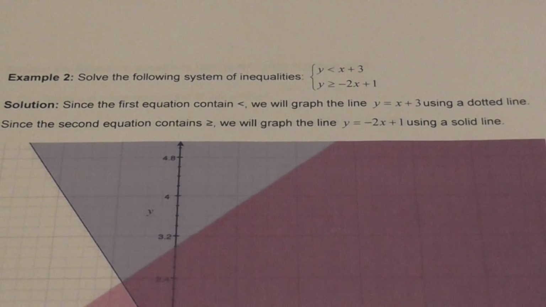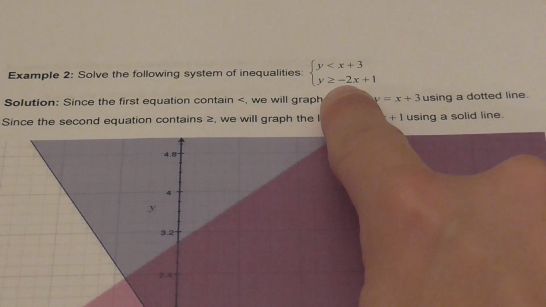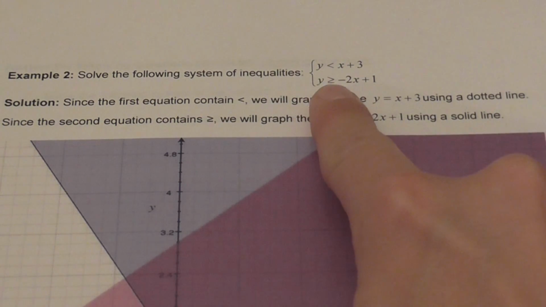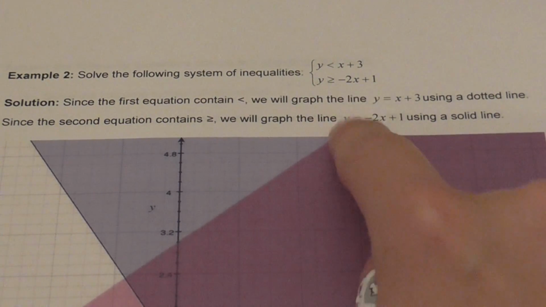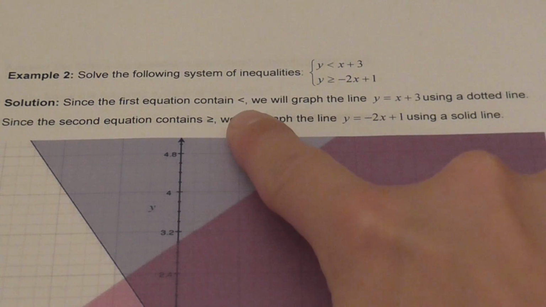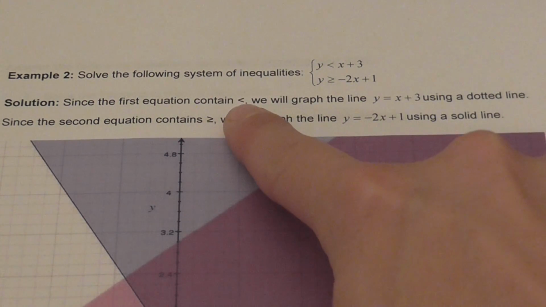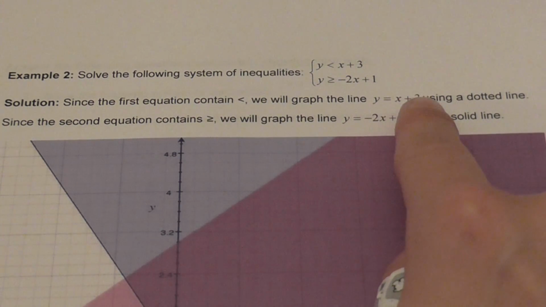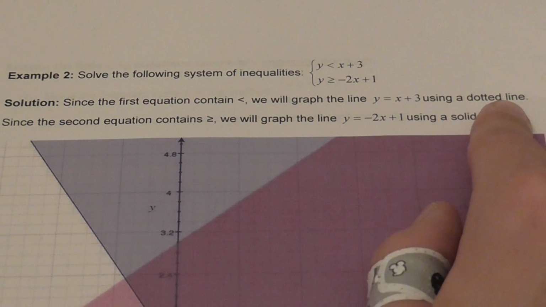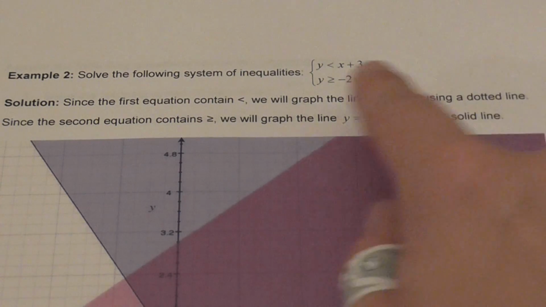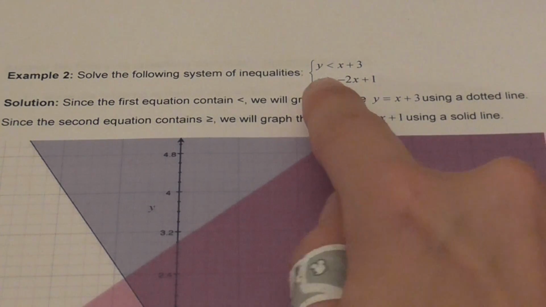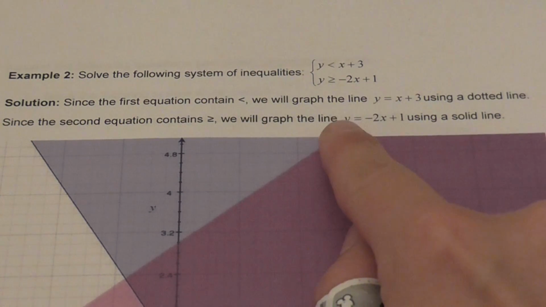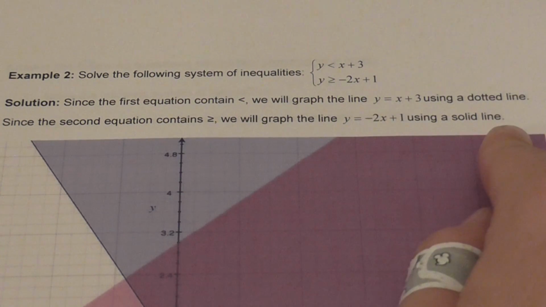Now we have a different system of inequalities. These aren't straight lines anymore. This is y is less than x plus 3, and y is greater than -2x plus 1. The first one has a less than instead of less than or equal to, so we're going to graph the line y equals x plus 3, but we're going to use a dotted line instead of a solid line. The second one has a greater than, so we treat it just like an equal sign, y equals -2x plus 1, and we're going to use a solid line this time.